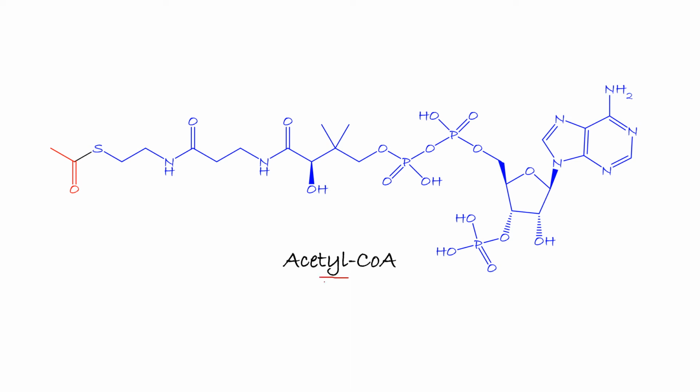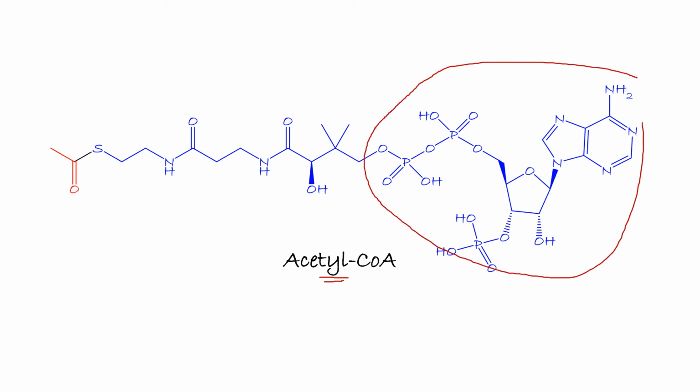This is the total chemical structure of acetyl coenzyme A: the nucleotide part, the dipeptide part, and at the end we find the thioester.